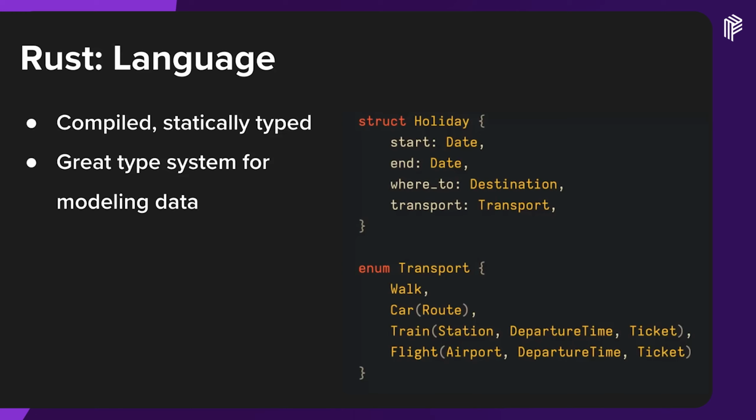What I really like about the Rust type system is the enums, where you can say the transport mode is one of these things. I'm either walking, and that's simple, or I'm taking a car, and then I need to know what route I'm taking, or I'm taking a train from a station with a departure time and a ticket, or I'm taking a flight. An airport is a different thing than a station, so I've got a different type for that. So the what's called variants of the enums can carry data, and that data can be structs. It can also be enums, like further enum types. It just all nests. So you can model even a really complicated domain in these nested types, and it's all just data.